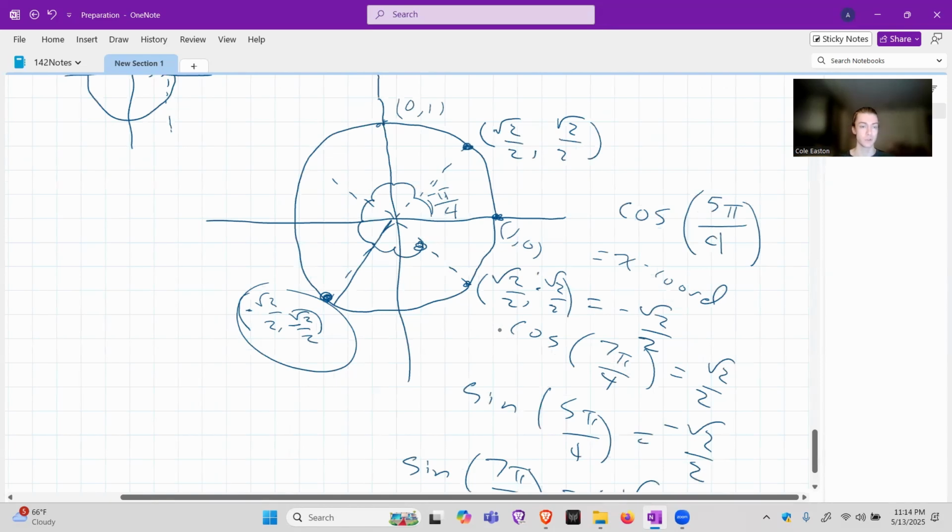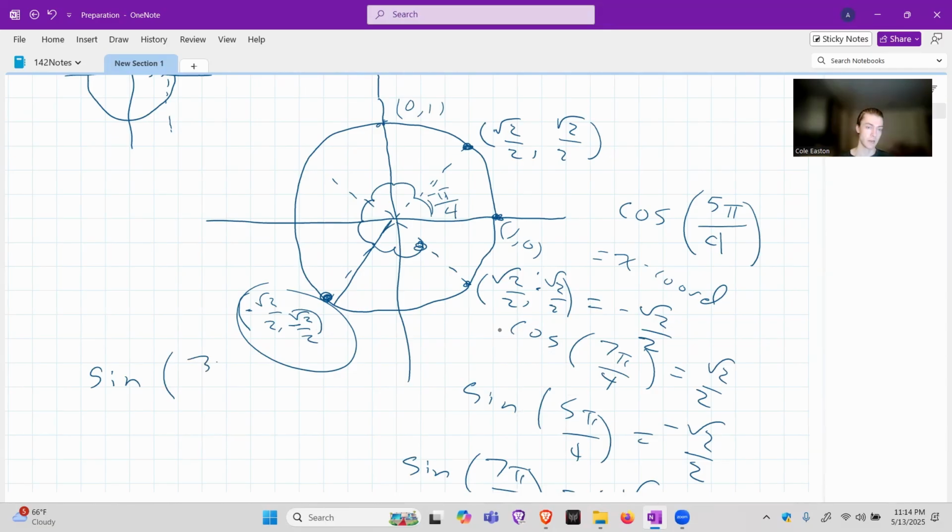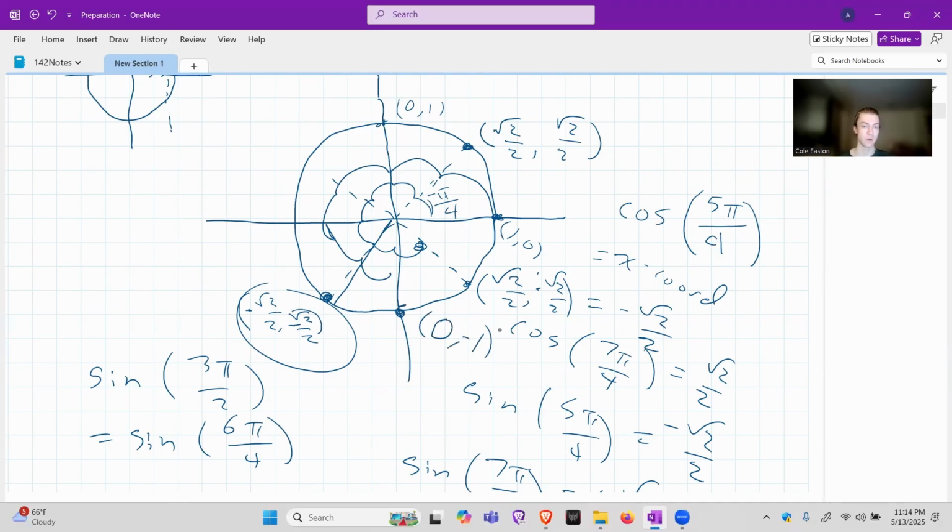If I had something over 2, right? So if I had sine of, what's sine of 3 pi over 2? Well, I can think about that as being sine of 6 pi over 4, just multiplying the top and bottom by 4. And I can use this once again. So 1, 2, 3, 4, 5, 6. That gives me this. And that's just right on the y-axis. So x is 0, y is -1. And so sine of that is the y coordinate, which is -1. Okay.